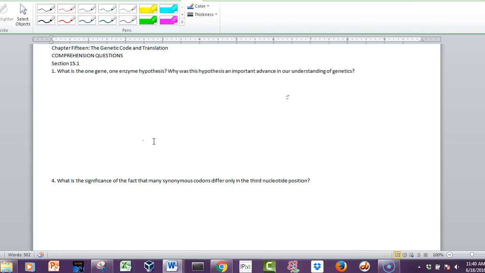Alright, so we're going to go over the questions in chapter 15, and I'm going to try to emphasize what I think is most important about these questions. The first one is, what is the one gene, one enzyme hypothesis? These were experiments carried out by Beadle and Tatum back in the 40s, looking at mutants in Neurospora.